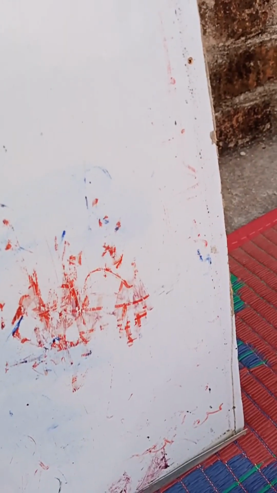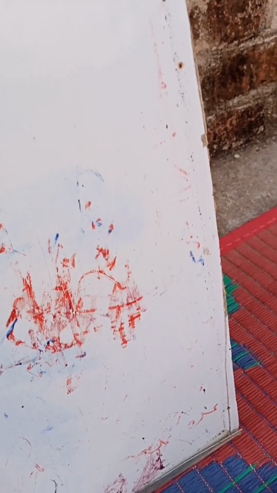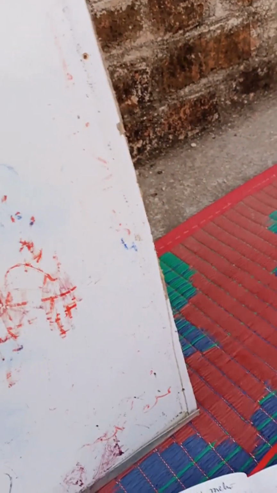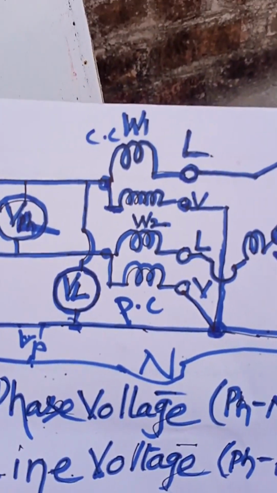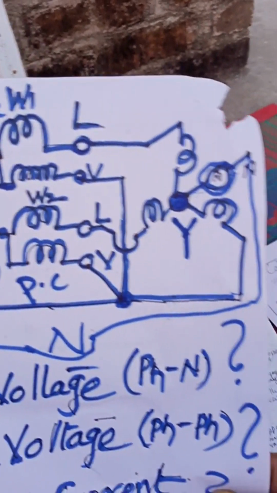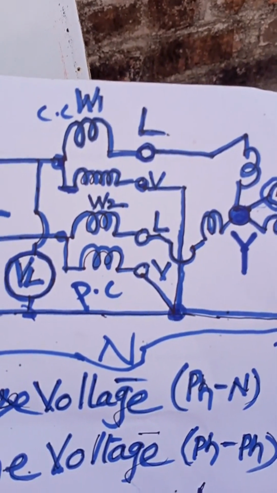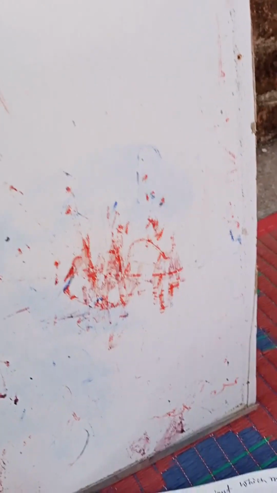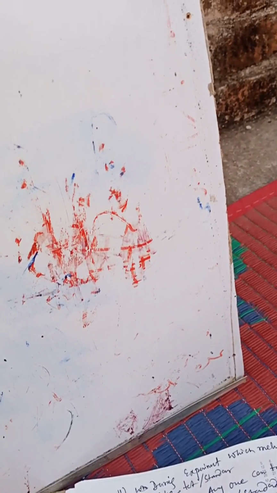How will you connect the 2 wattmeters for the measurement of 3-phase power? I have discussed it already. For the connection of the 2 wattmeter method, I have given the connection here with the load. Write a list of apparatus for the experiment: wattmeter 2 numbers, ammeter 3 numbers, and 4 numbers.